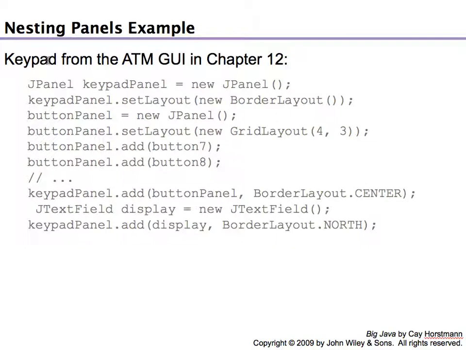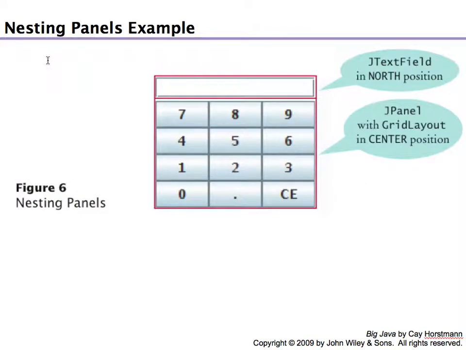The nested panel, you can create a panel inside a panel, and the example you have here is building a GUI for an ATM, where you have a JTextField in the north position, and a JPanel with a grid layout in the center position. This kind of drawing and identifying what components you're going to have and how you are going to lay them out on the frame is an important design consideration.